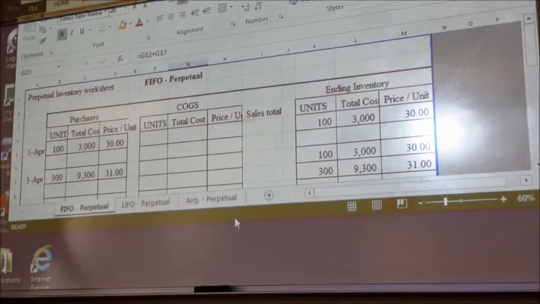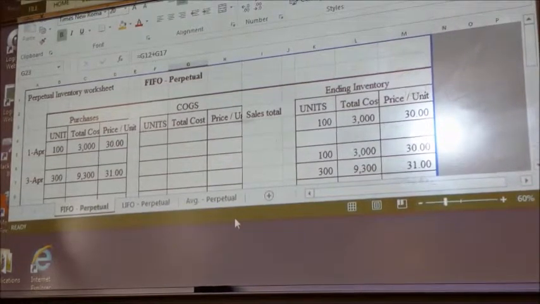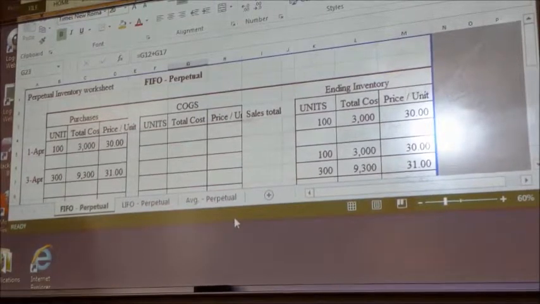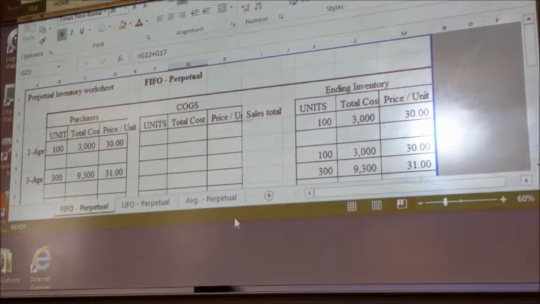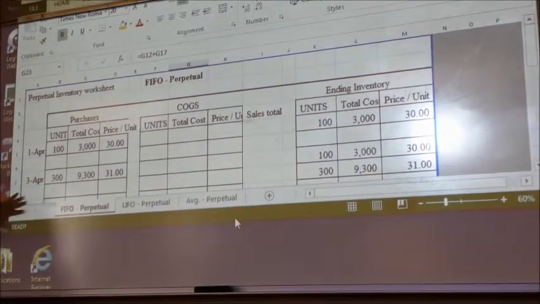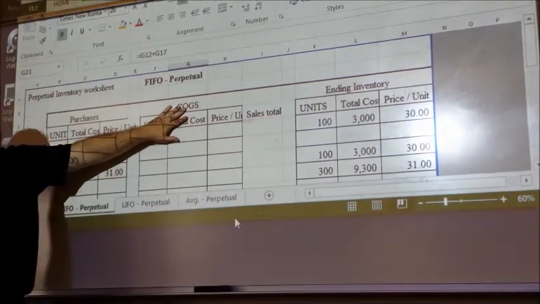Now, we're doing perpetual inventory, so I don't want to do my 4/6 purchase yet, because that hasn't happened. The next date that I come to is 4/4. I have a sale. I sell 150 units, and I bring in $6,000 total. So I'm going to come down here, I have 4/4, and I sell 150 units. So I'm going to have to break them down with cost of goods sold.